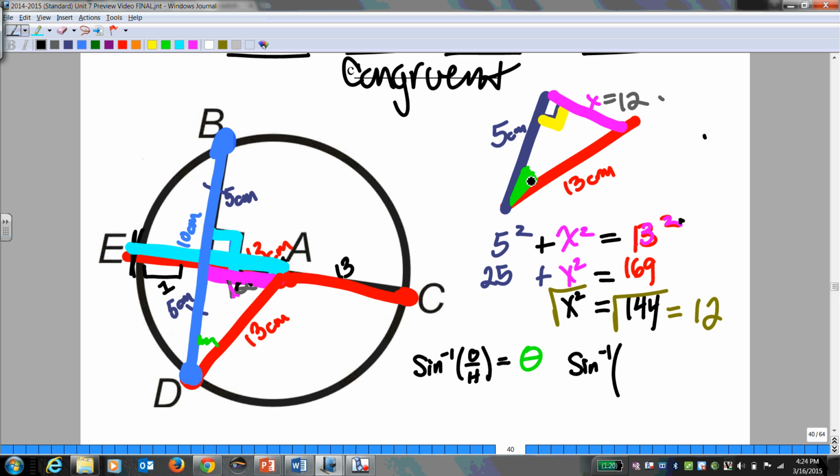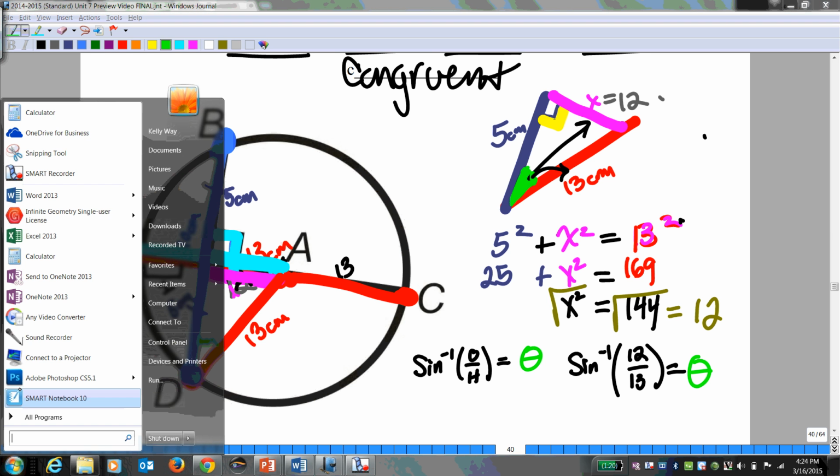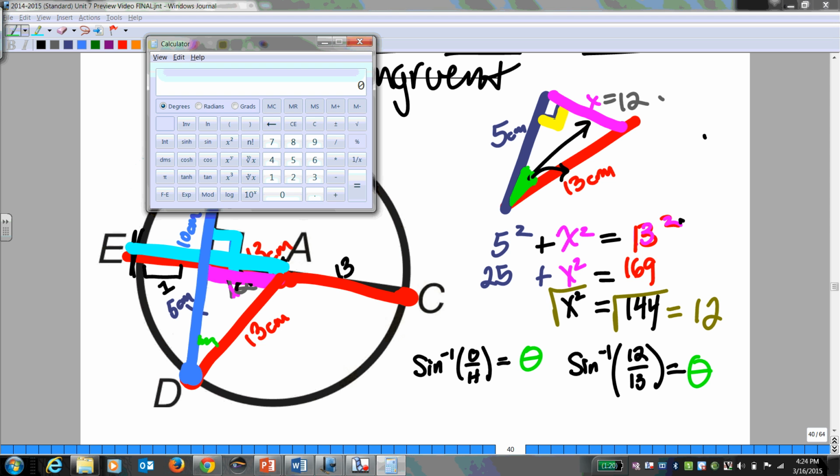Inverse sine, our opposite is 12. Our hypotenuse is 13. It's going to give us that angle theta. Get out your calculators. You're going to do this with me. We do second function sine, 12 divided by 13. Hit enter. My calculator goes backwards, so I'm going to go 12 divided by 13 equals.